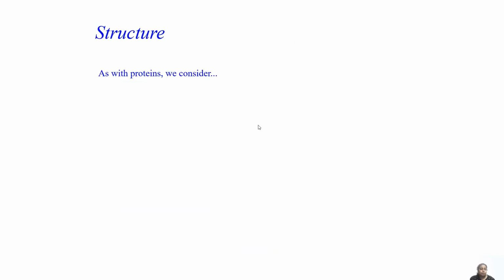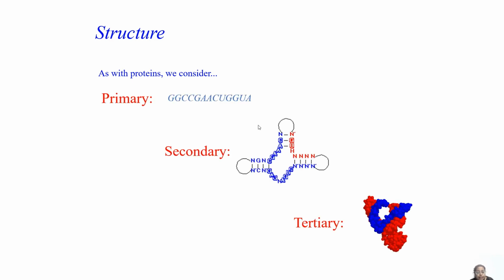Now, as with proteins, we consider primary, secondary, and tertiary levels, right? Primary is the amino acid chain. Secondary is the folding of the amino acid chain. Tertiary is the three-dimensional level of structure.